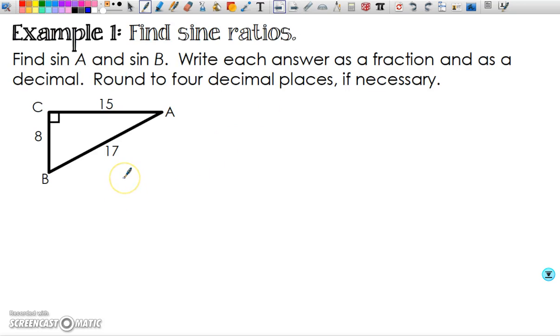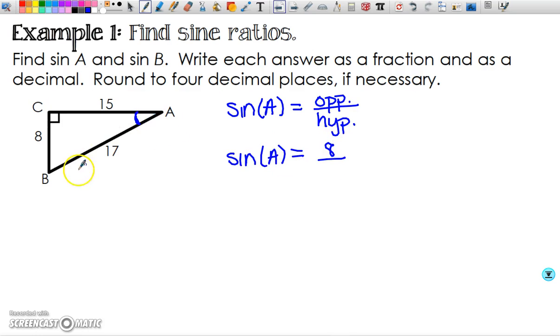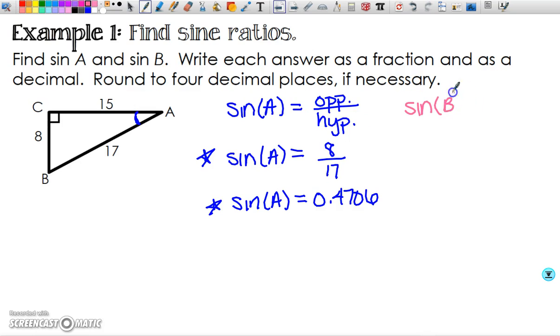So, some examples of this using the sine ratio. Find the sine of A and sine of B, and write it as a fraction and as a decimal. So we're going to do both. Sine of A means we take our opposite side and put it over our hypotenuse. If angle A is here, the side opposite that is 8. So sine of A equals 8 over 17, since 17 is the hypotenuse. There's your fraction answer. And in a decimal, you would just divide those two numbers to get 0.4706.